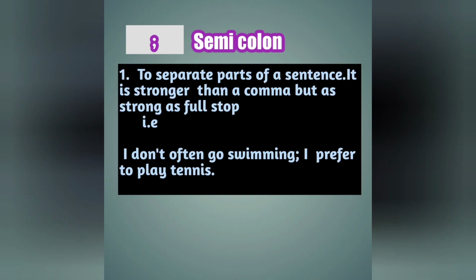Semicolon is used to separate parts of sentences. It is stronger than a comma but not as strong as a full stop. For example: I don't often go swimming, semicolon, I prefer to play tennis. Here the semicolon is separating two sentences, but we are not completely stopping. After the first sentence we give a small break and then complete the second sentence. In this type of case we should use a semicolon.